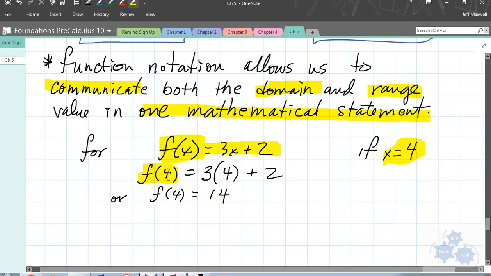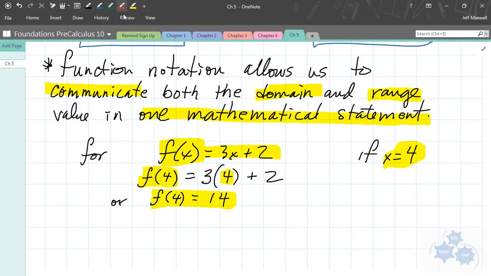This is my input value. If this is my input value, where do I put it in? Well, I put it in for x, right here. And so f of 4 is the same as 3 times 4 plus 2. F of 4 is 14.